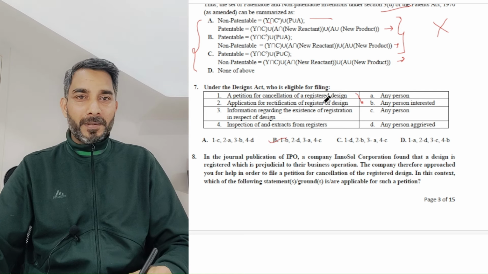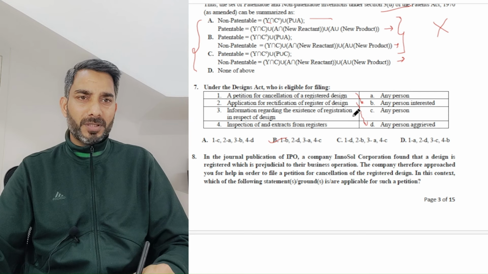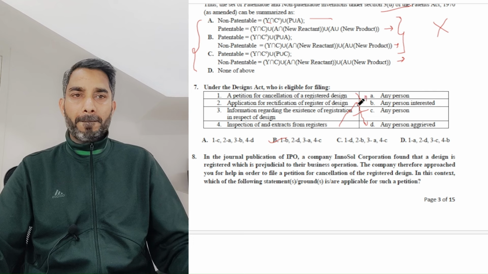But let's discuss. Application for rectification of a registered design. Whose design it is basically. So anybody who is aggrieved would be this. So I think 2D is matching. Information regarding the existence of registration. Anybody can do it. Inspection. Anybody can do it. Perfect.